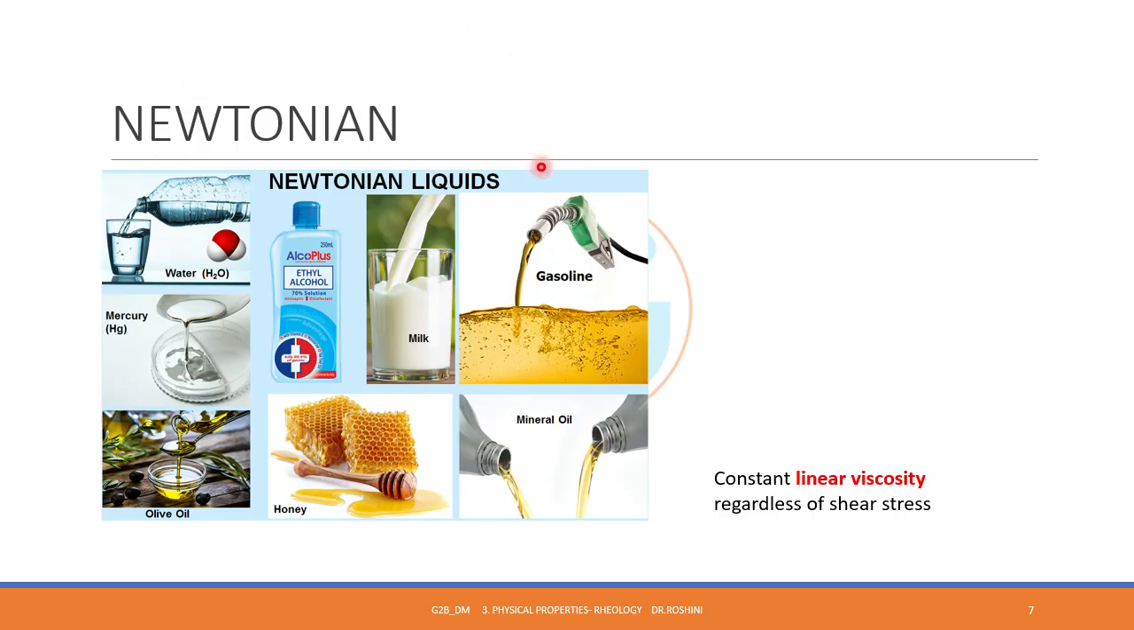Now, first is your Newtonian fluids. As you can see in this picture, the examples of Newtonian fluids, what we use in your day-to-day life is your water, your olive oil, your mercury, your ethyl alcohol, milk, honey, everything. So what we need to understand from this picture is that these fluids, regardless of whatever external shear stress you apply, will have a constant viscosity at all the times. It doesn't change its viscosity in response to the external shear stress. So that is the thing what you need to keep in mind.